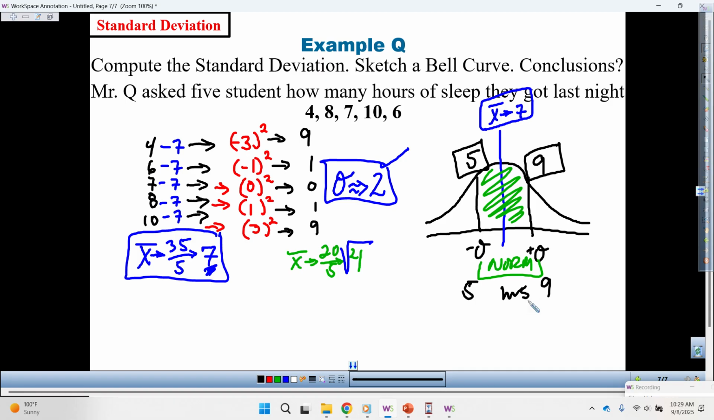Now check this out. So now let's see the numbers that were given. Here goes again. Mr. Q asked 5 students how many hours of sleep. Look at these numbers. And look what we found. Talk it over to your neighbor. Let them know, what do you see from there? What do you see from there? Talk it over to your neighbor.